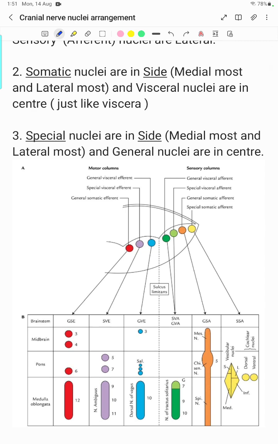So this is about it, and this is the cranial nerve nuclei arrangement with the nuclei in each column.